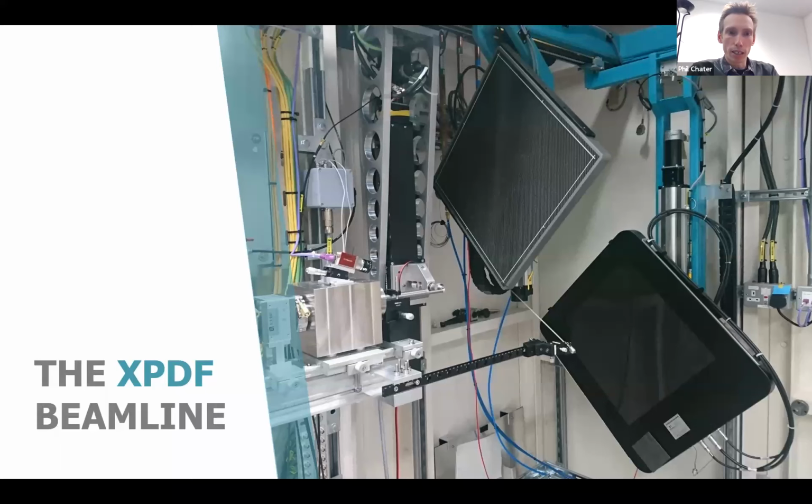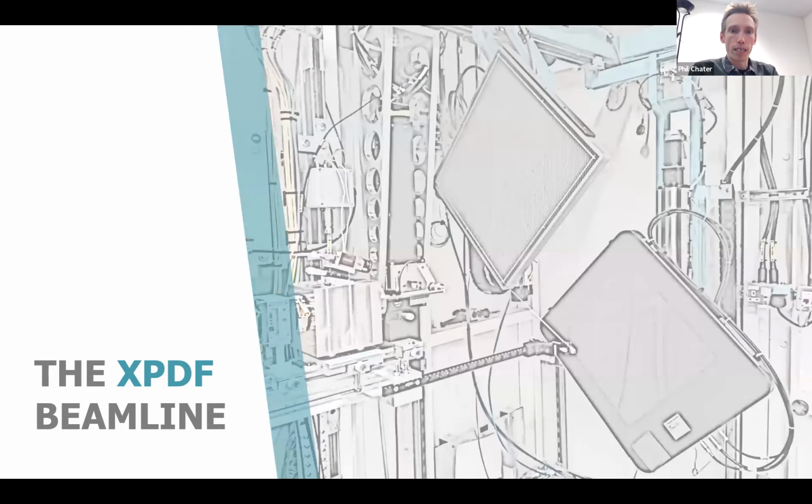The sample end looks like this at the moment. We have 2 detectors. We have our PDF detector, the one that's close to the sample. So that's pushed close to the sample so we can collect as high an angle as possible. And when we're collecting our data and integrating it, we're collecting around this arc here.